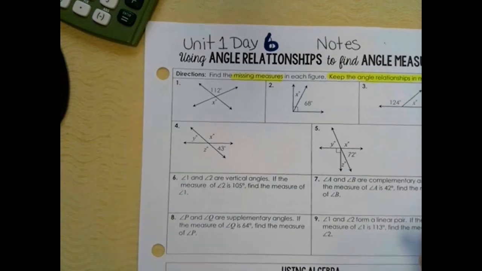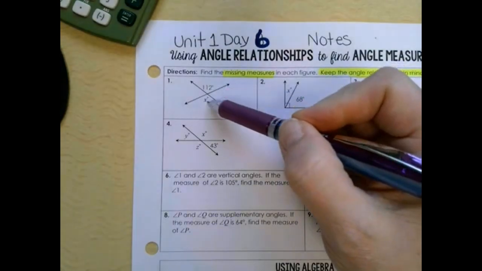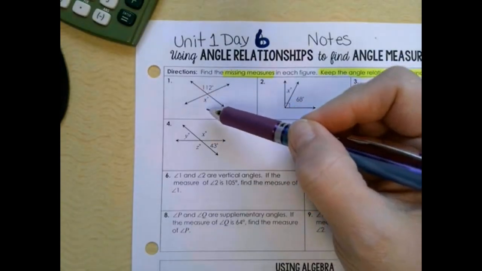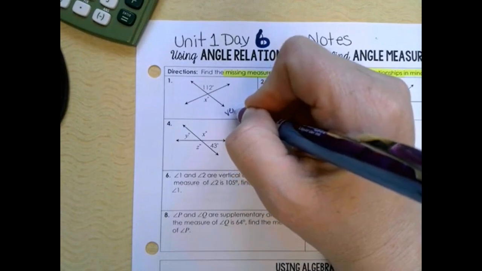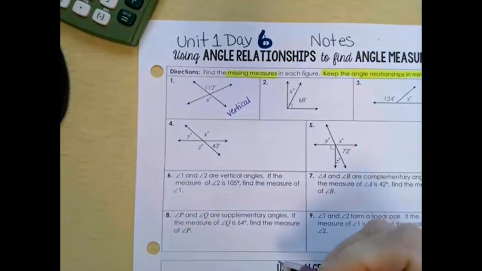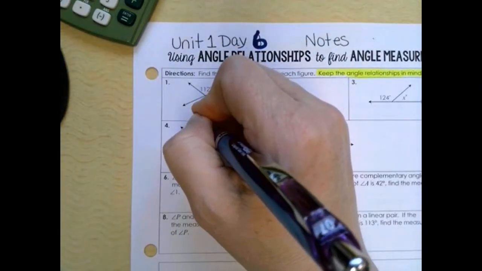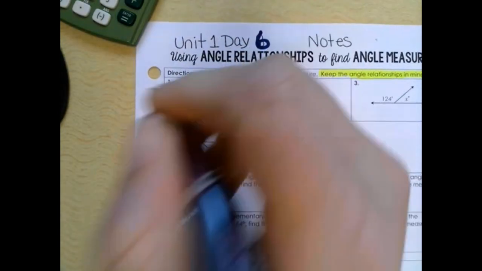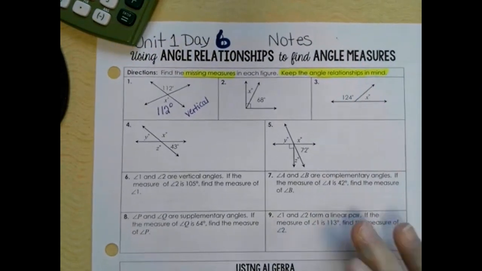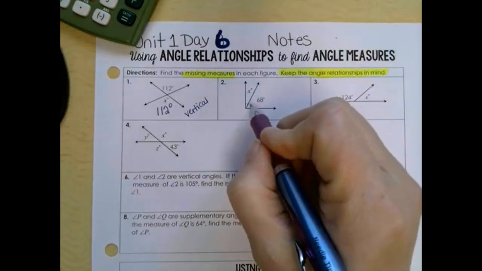As we go through, we're going to talk about those words. So what kind of angles would these be out of those 5 that I just said? These are vertical. Okay, vertical angles are congruent. So that means x would be 112 degrees.